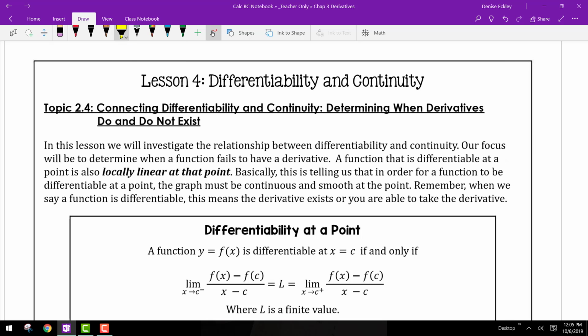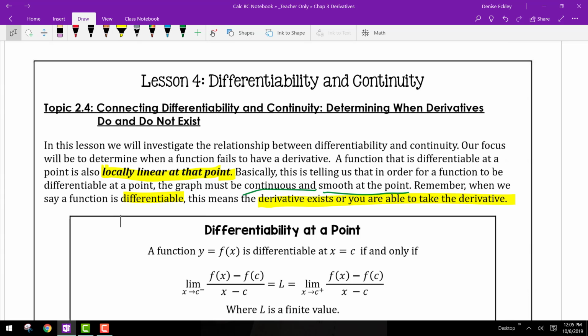So one thing that we talked about in the last lesson was the local linearity of a point. A function that is differentiable at a point also has local linearity at that point. So this is telling us in order for a function to be differentiable at a point, the graph must be continuous and smooth at that point. When we say a function is differentiable, that means the derivative exists and we can take the derivative. That's what it means to be differentiable.